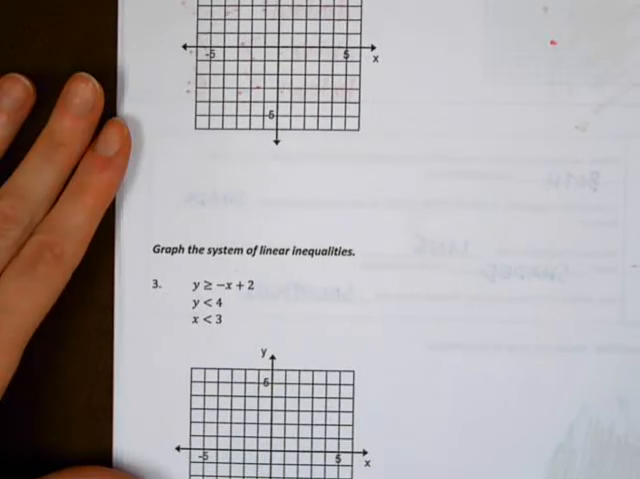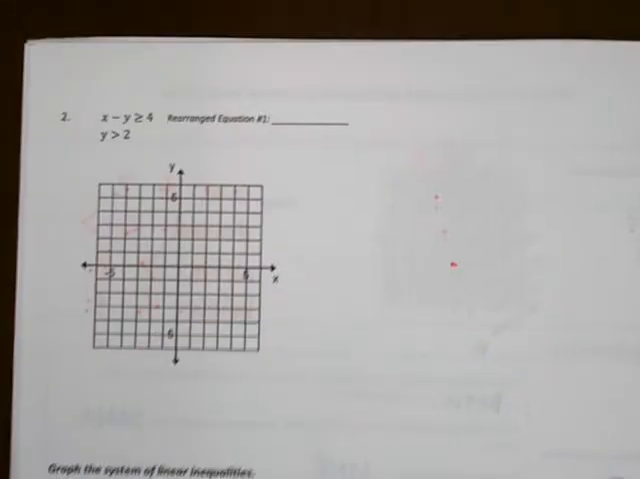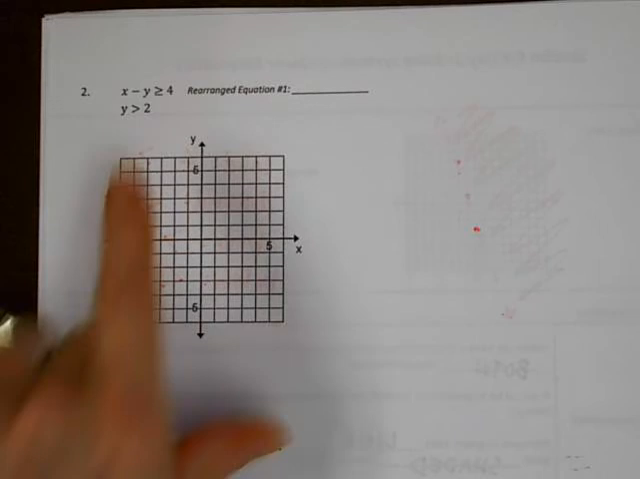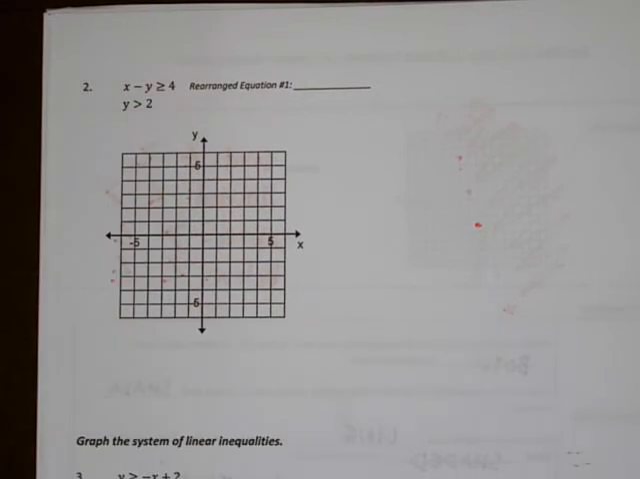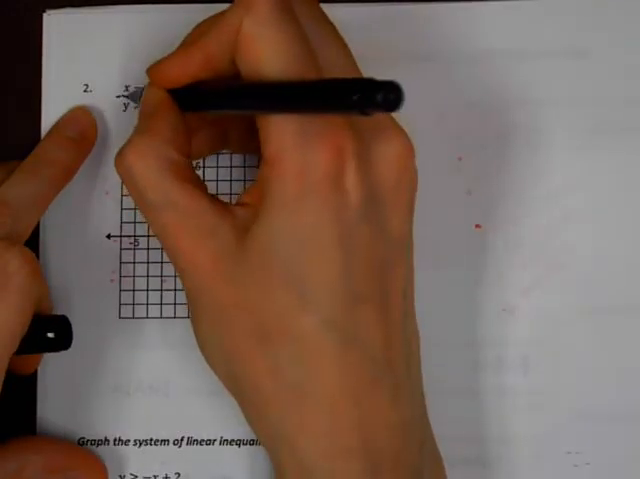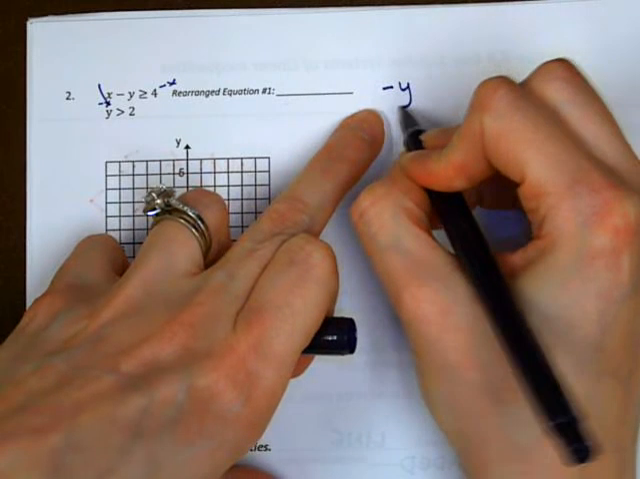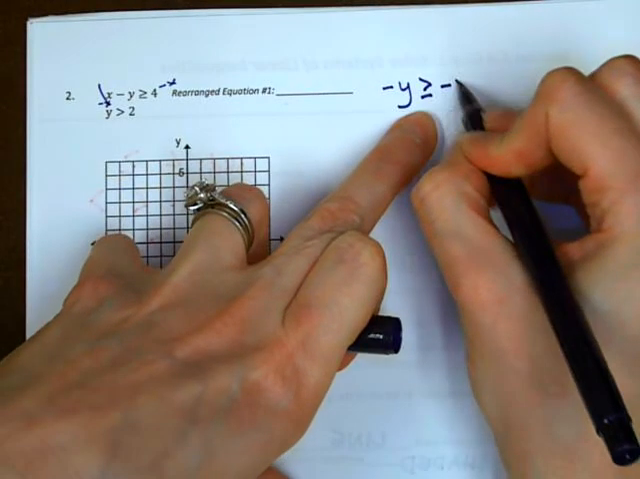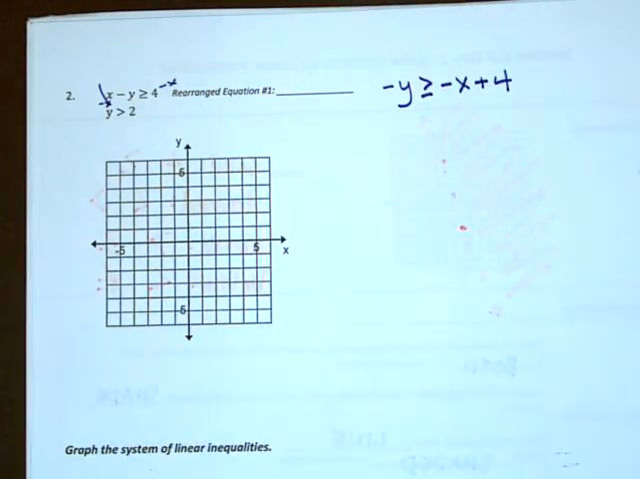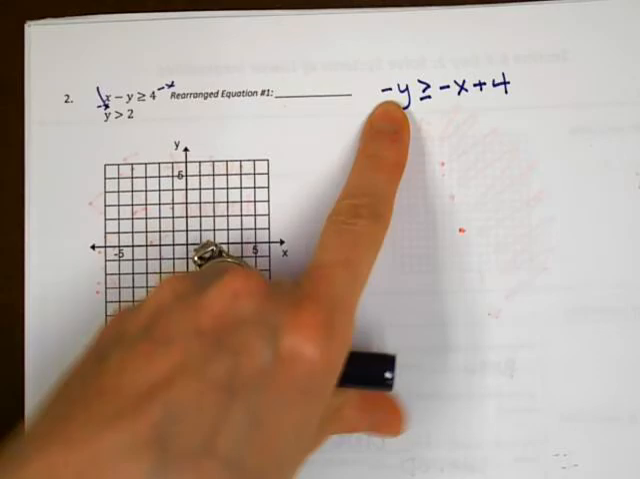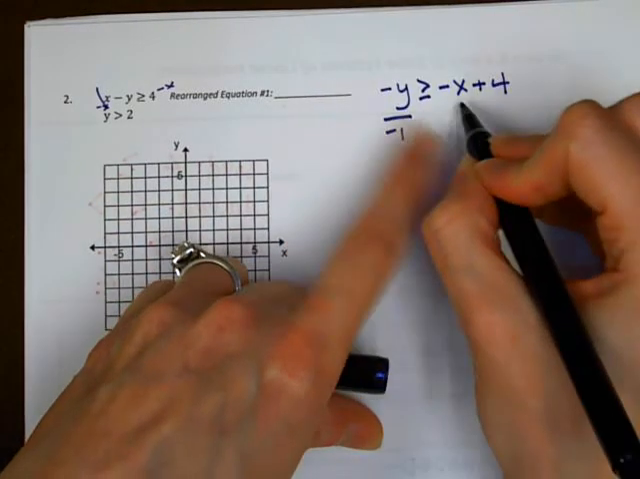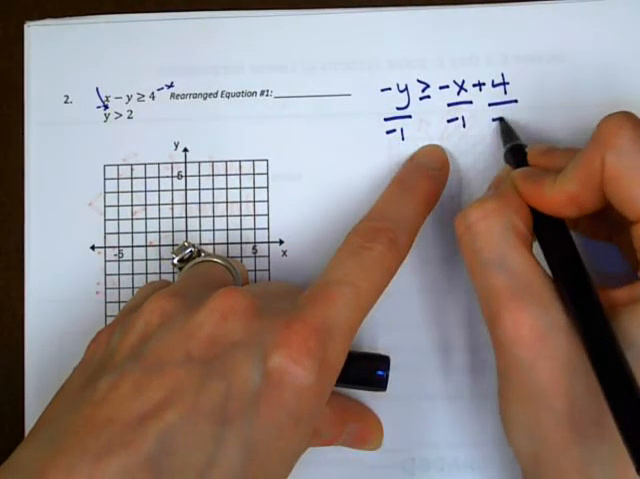All right, let's try one more. Number 2. Now don't forget, sometimes you have to rearrange first. So on this one, we need to get y alone. So we're going to have to subtract the x over. And then it's -y is greater than or equal to -x plus 4. And then don't forget to get rid of that -1 there. We got to divide every single piece by -1.